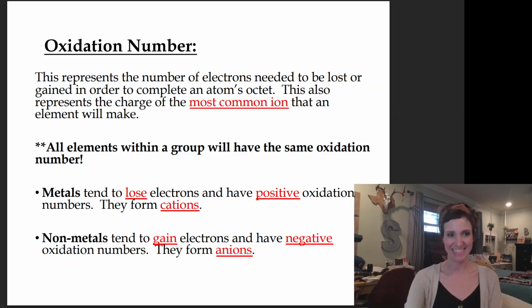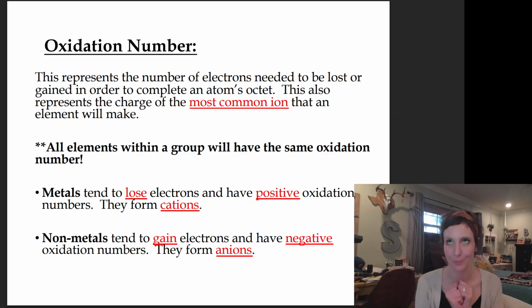So oxidation number. I said valence electrons were important. This is probably even more important than valence electrons, but it is a result of the valence electrons. An oxidation number represents the number of electrons needed to be lost or gained in order to complete an atom's octet. It represents the charge of the most common ion that an element will make. Since all elements on the periodic table in the same group have the same number of valence electrons, guess what, you guys? All elements within the group will also have the same oxidation number.